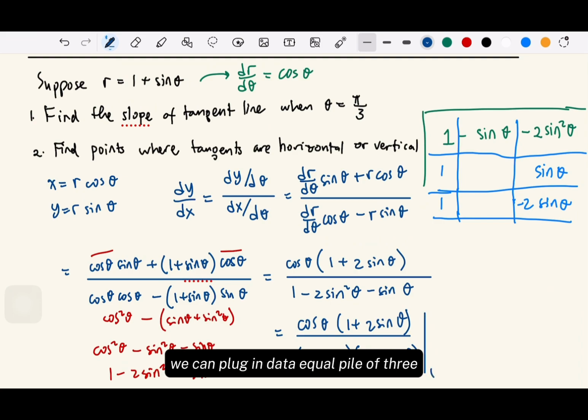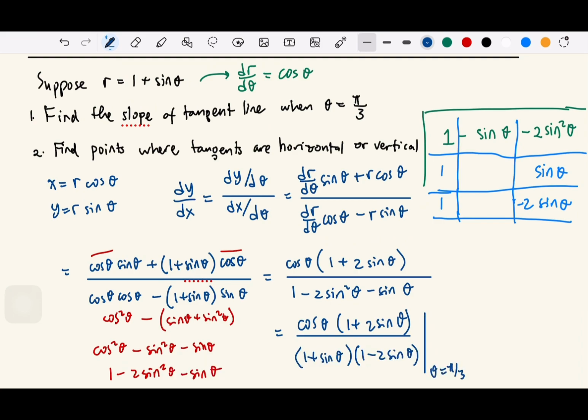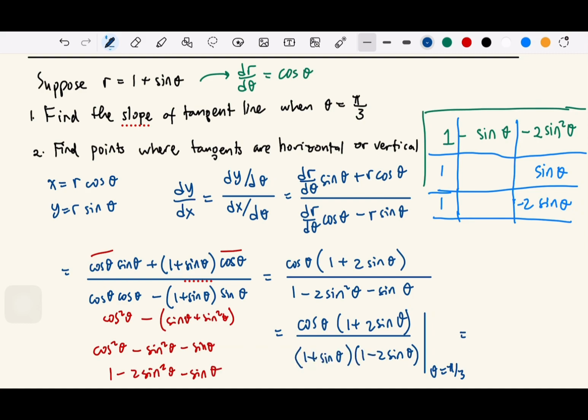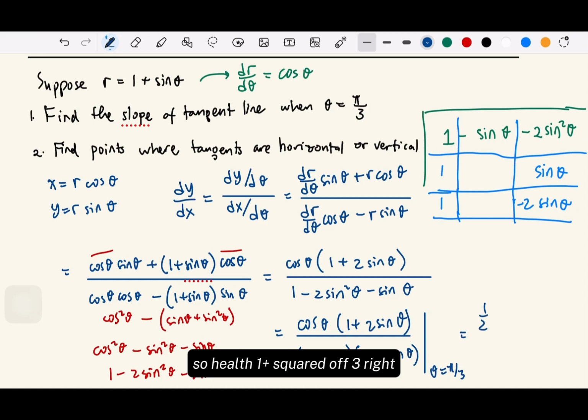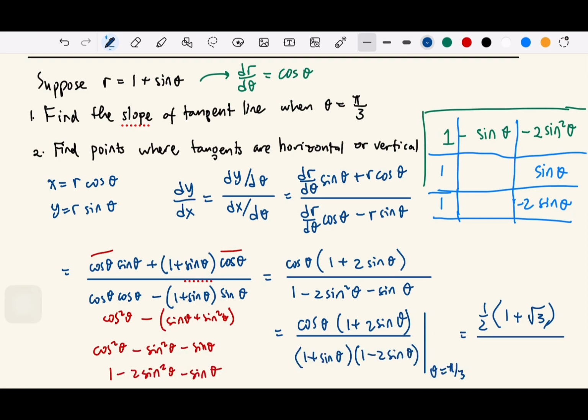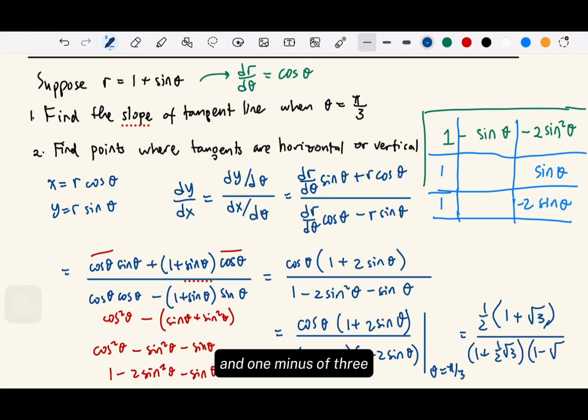Okay, and then after that, oh, forget the brackets. We can plug in theta equals pi over 3. So a little bit of calculation. So pi over 3 here. Then we can write half, right? So half 1 plus square root of 3, because it's cancelled by 2, the half. And then this will be 1 plus and 1 minus square root of 3.